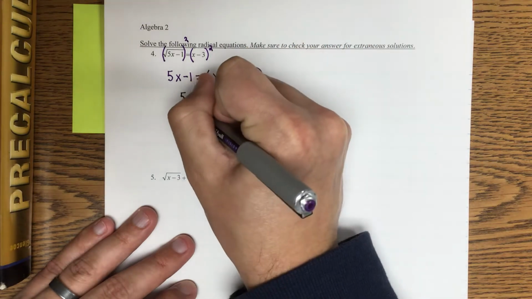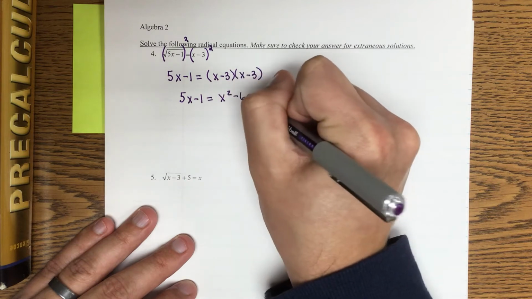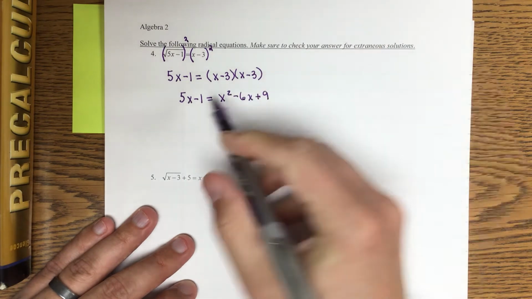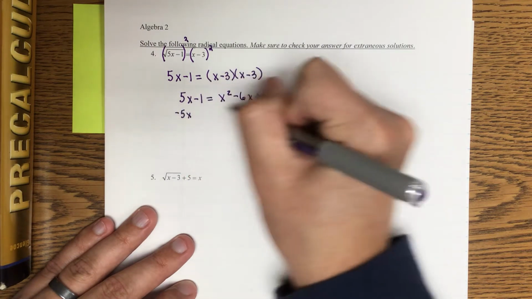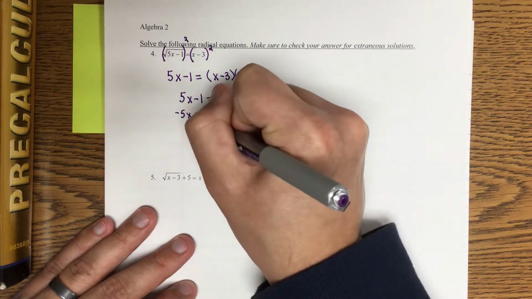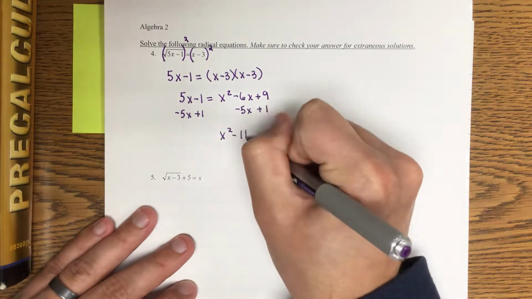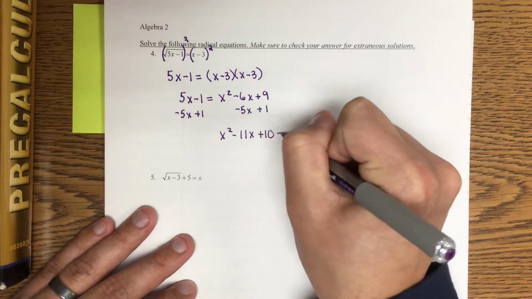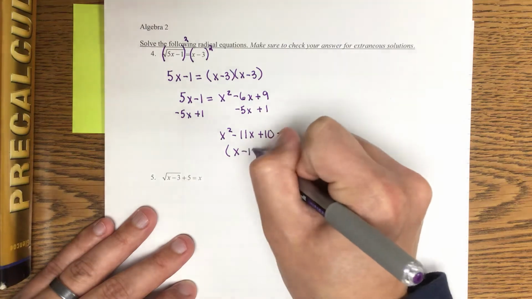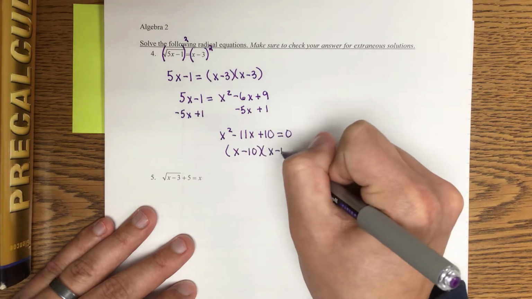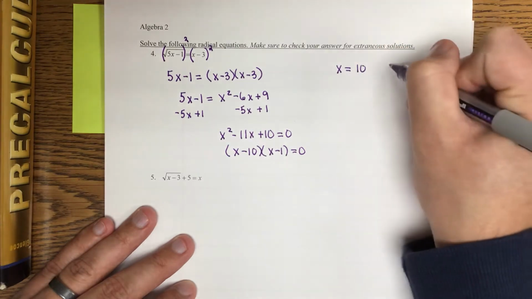So this is going to be heavy on the algebra because I would use FOIL to get x squared minus 6x plus 9, and then I would have to set this equal to 0. So I'll subtract the 5x and add the 1 to see what happens. So this would be x squared minus 11x plus 10 equals 0, which factors down to x minus 10, x minus 1. So my 2 possible answers are 10 and 1.